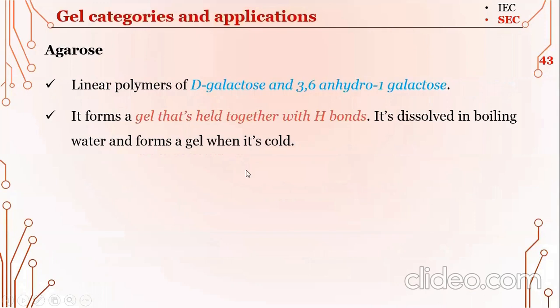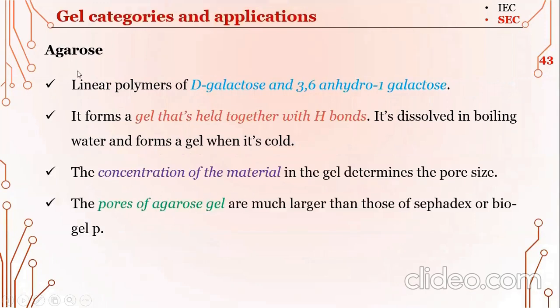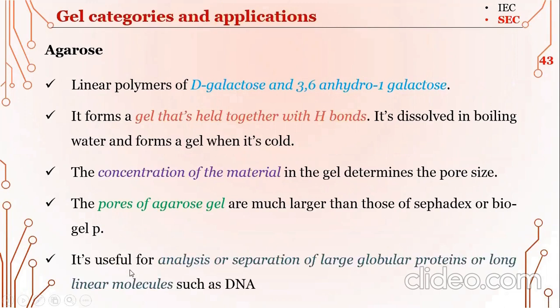Now, in the case of agarose, the concentration of agarose actually determines the pore size. So here the concentration matters. In the previous two cases, cross-linking matters. The pores of agarose gel are much larger than those of Sephadex or Biogel P, and it is useful for the analysis or separation of large globular proteins or long linear molecules such as DNA.